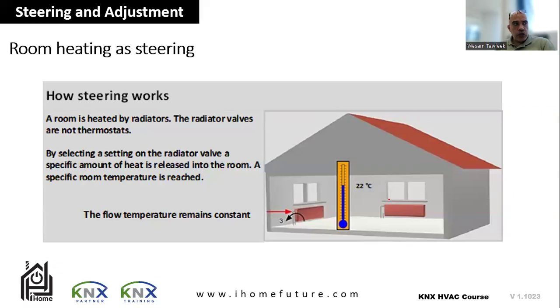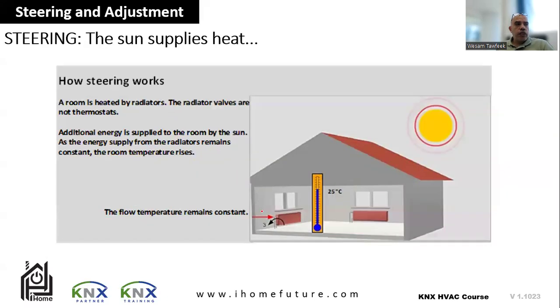Based on the KNX association, they are trying to tell us how steering works. A room is heated by radiators, okay, normal. So you adjusted the radiator in your room, let's say to 22. By selecting a setting on a radiator valve, a specific amount of heat is released into a room. So now the flow temperature is 22 centigrade, okay? Then something happened.